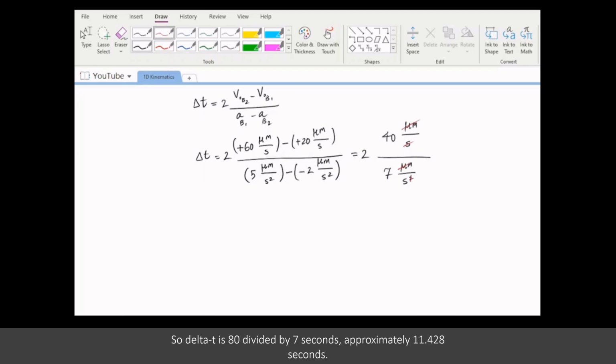So delta t is 80 divided by 7 seconds, approximately 11.428 seconds.